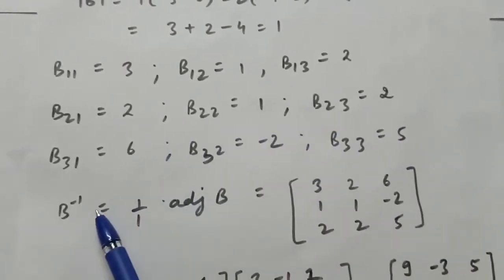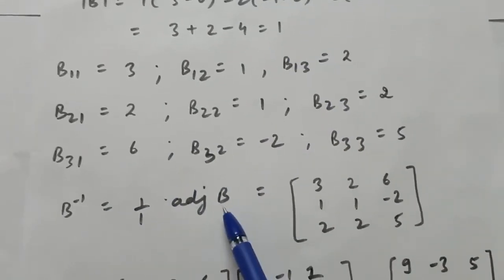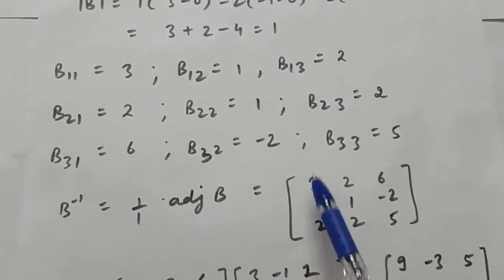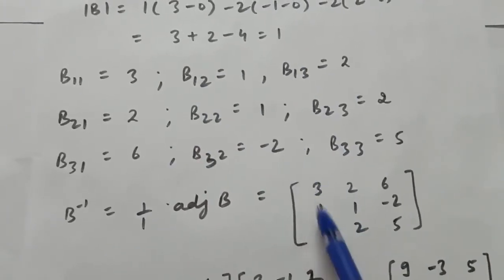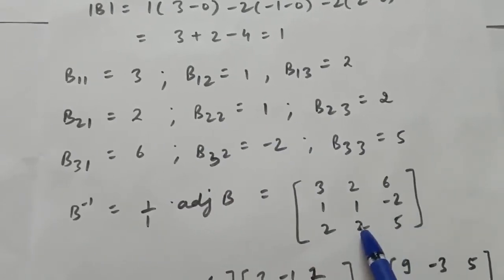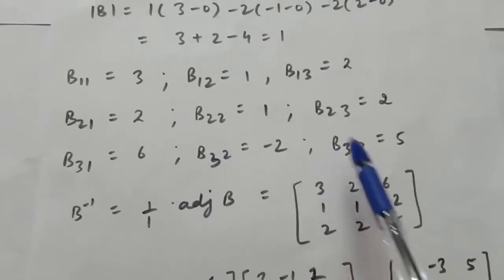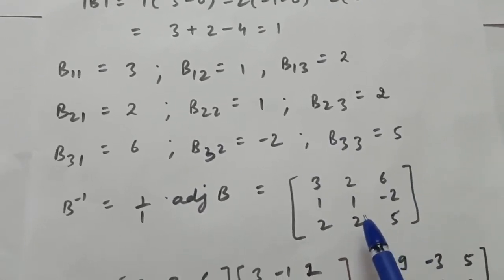So B inverse will be 1 upon determinant of B, which is 1, into adjoint of B. So adjoint of B will be, now write these as columns. So 3, 1, 2, then 2, 1, 2, and then this as third column, 6, minus 2, 5. Now this is the inverse of B.